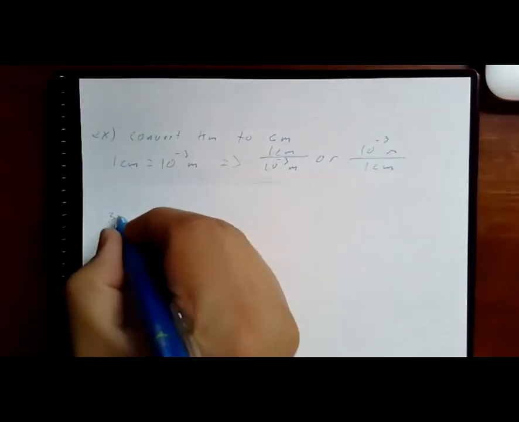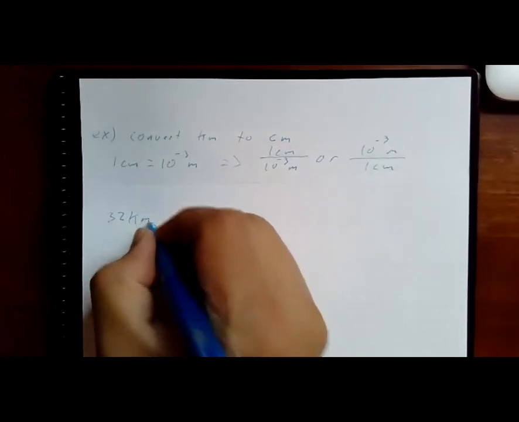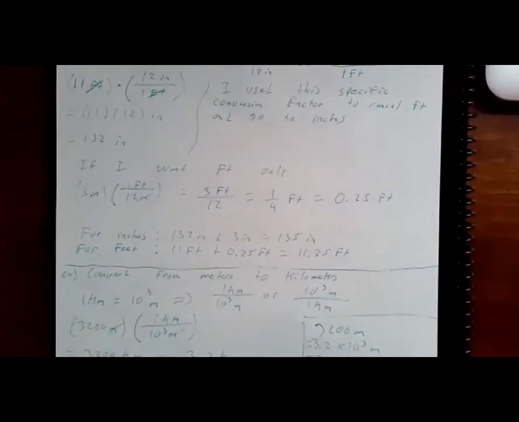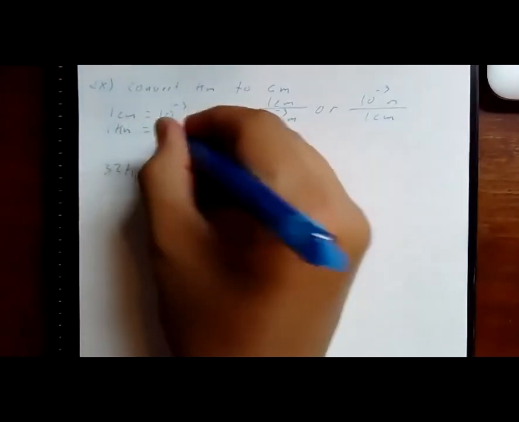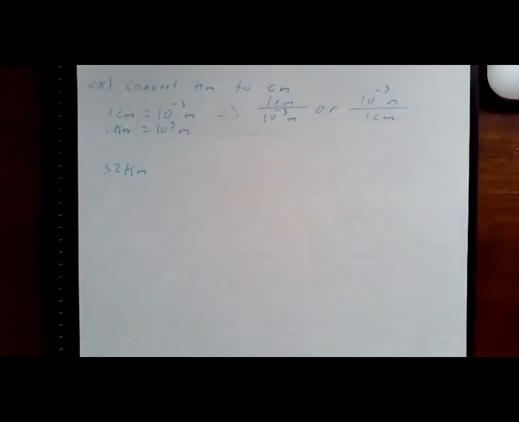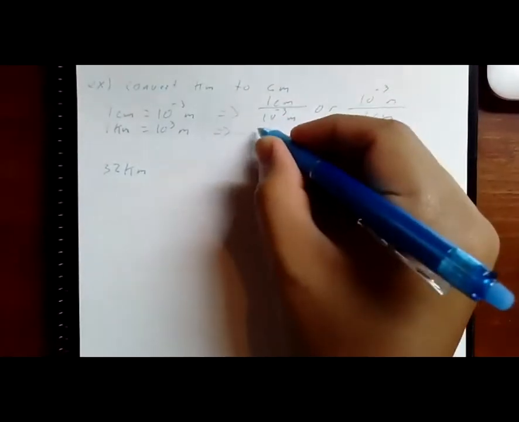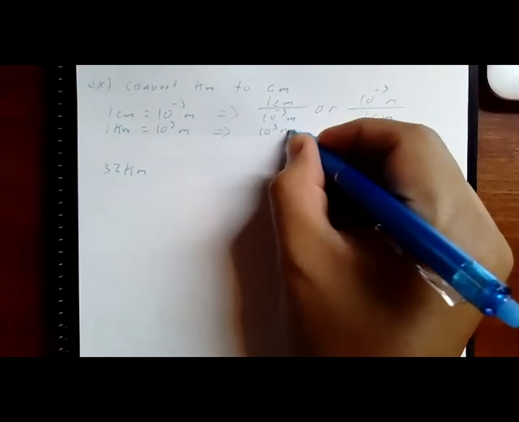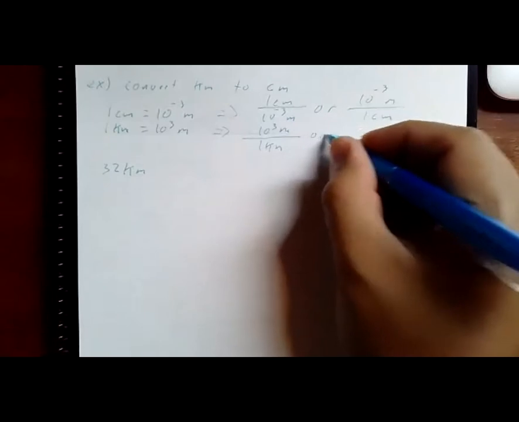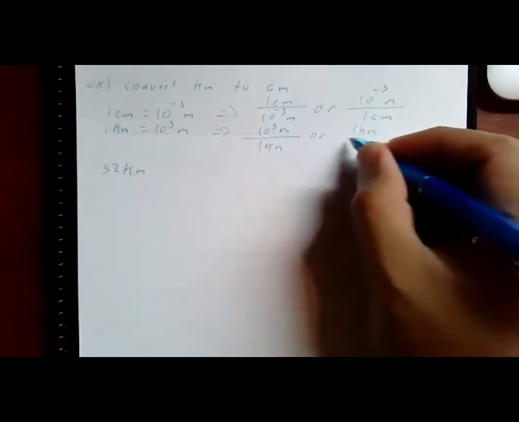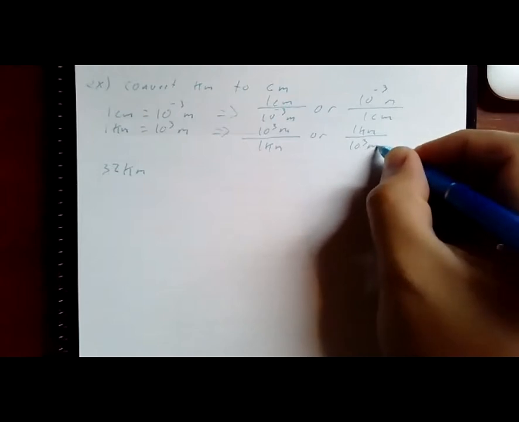But if I'm going to convert kilometers, then I need a kilometer conversion, right? Which we wrote earlier, I believe. Here, 1 kilometer is 10 cubed meters. So let's write that over here. 1 kilometer. It's also in that sheet I gave you. So this would imply 10 cubed meters for every kilometer, or 1 kilometer for every 10 cubed meters.